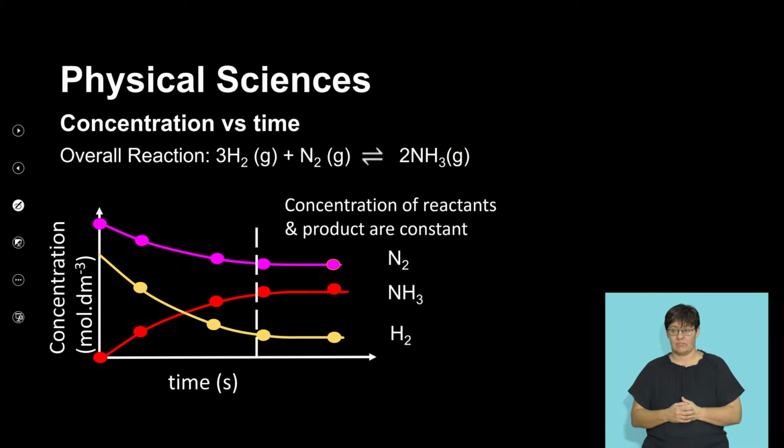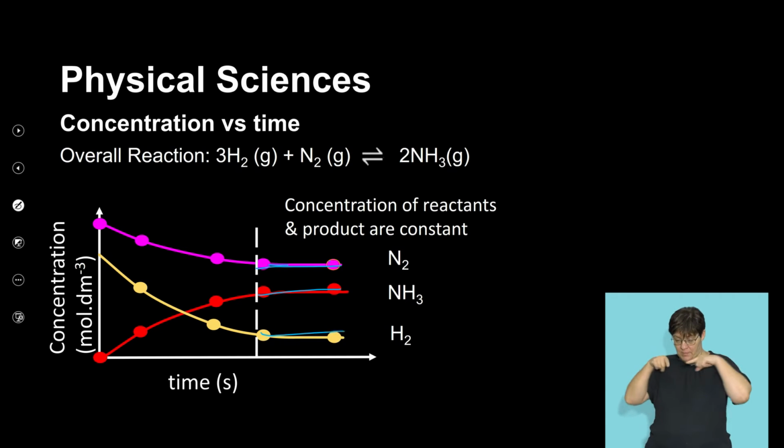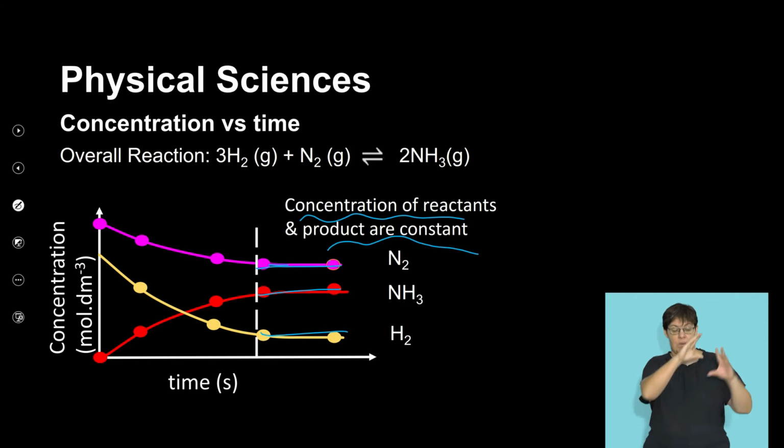Then at the point where we have horizontal lines, or let's say these horizontal lines are now parallel to the time axis, at this point all the concentrations of the reactants and the products remain constant. Remember, the word is constant. We do not say the concentrations are the same.